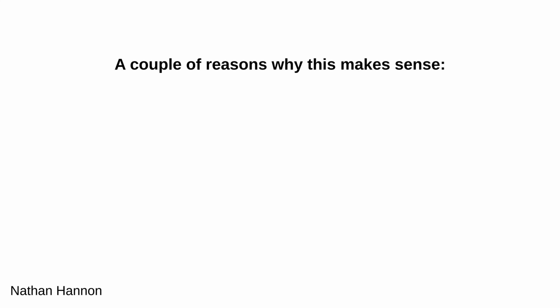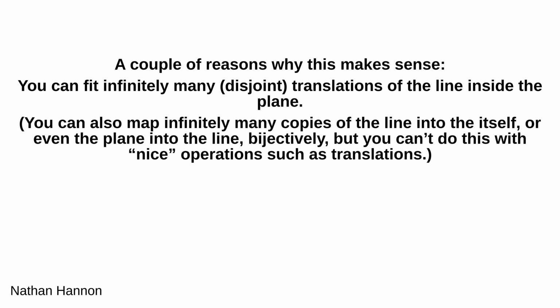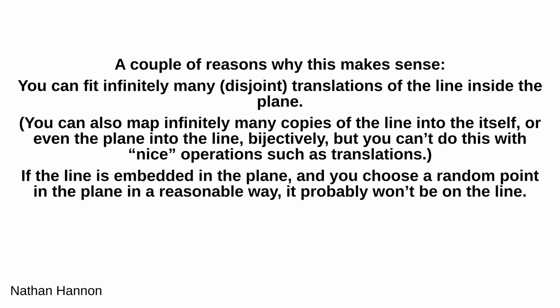A couple of reasons why this makes sense. You can fit infinitely many disjoint translations of the line inside the plane. You can also map infinitely many copies of the line into itself, or even the plane into the line, bijectively, but you can't do this with nice operations such as translations. If the line is embedded in the plane, and you choose a random point in the plane in a reasonable way, it probably won't be on the line.